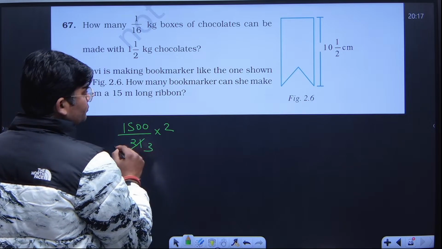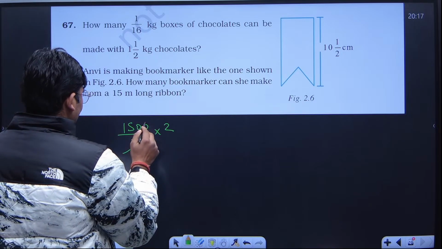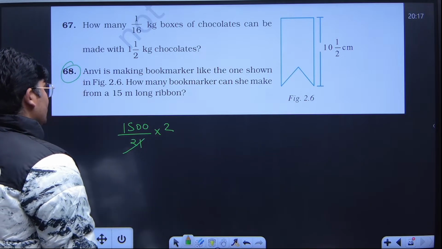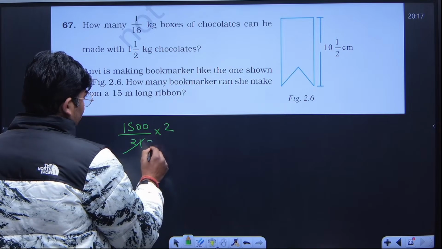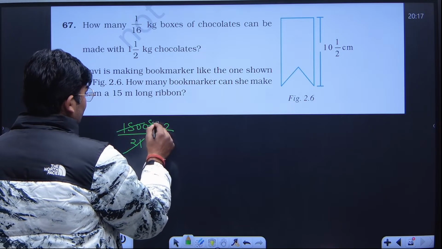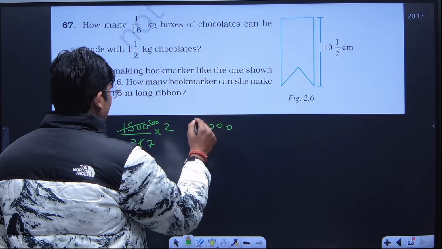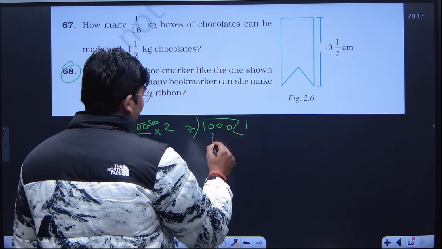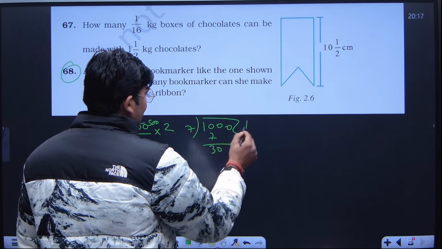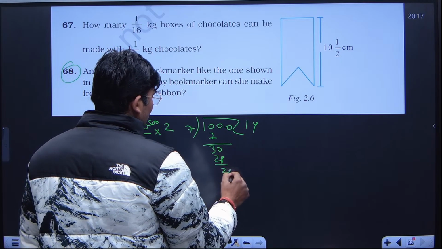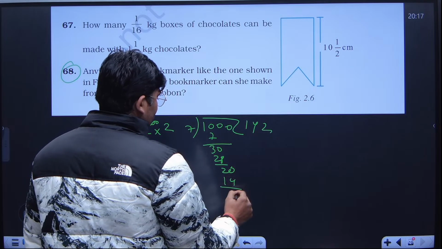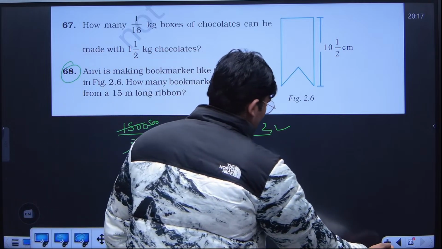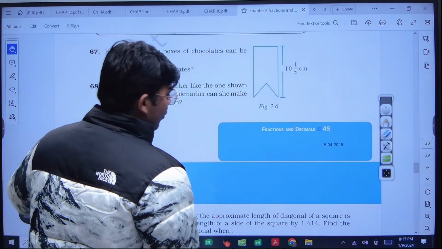500. Okay, it will not be divided. So it can be right by 3. That means 1000 divided by 7. So 7 into 1 is 7. Then 30. 7 into 4 is 28. 7 into 2 is 14, so 140. So 142. Yes, sir. Well done.